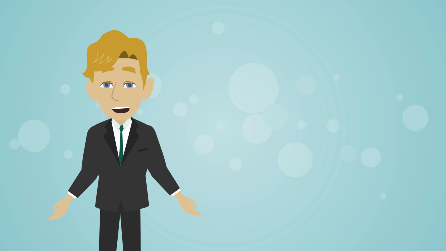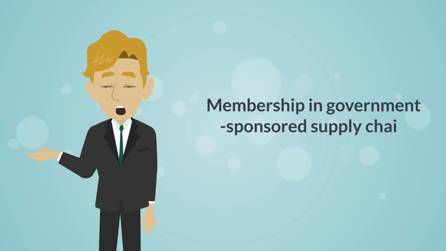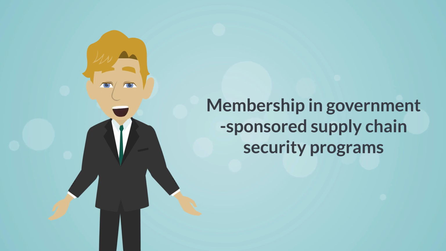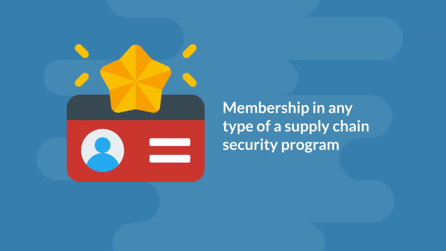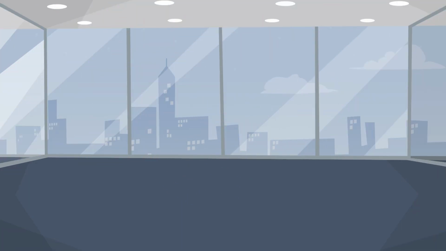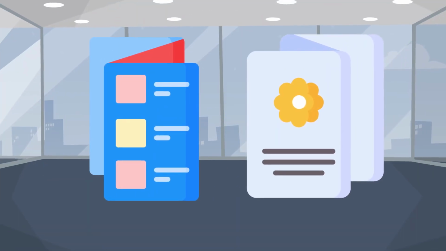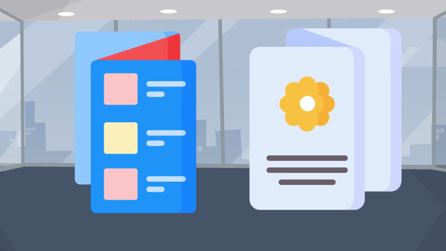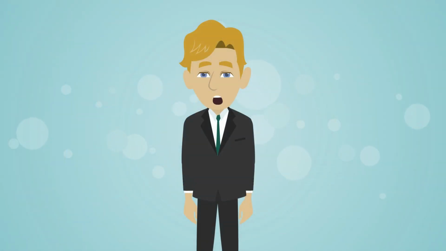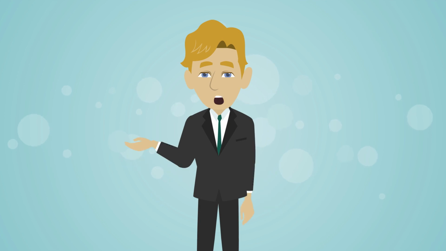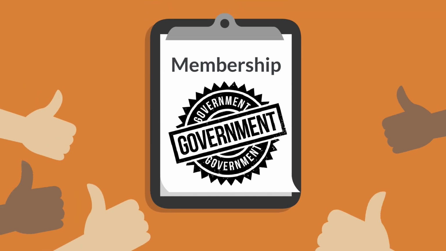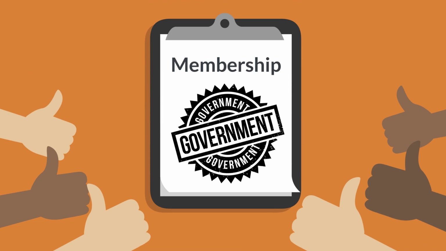The third vulnerability factor is membership in government-sponsored supply chain security programs. Membership in any type of supply chain security program, even those offered by private companies, is considered better than not having anything at all. But membership in a supply chain security program sponsored by a government would be considered the best option when available.